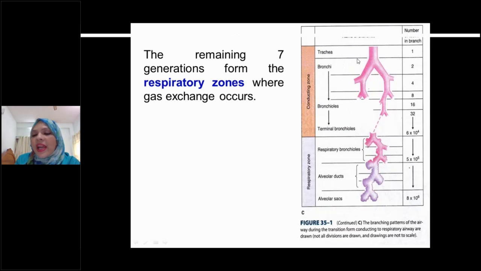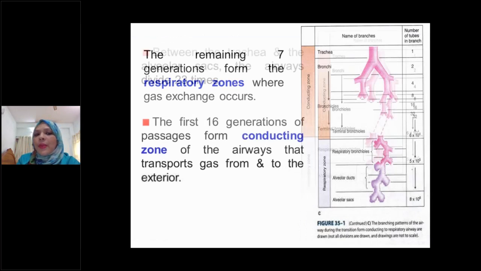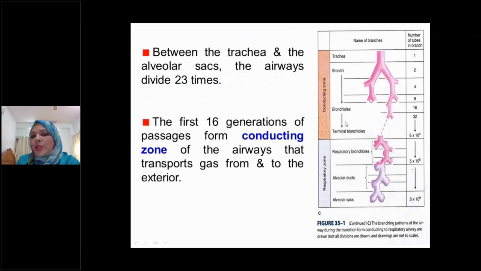That means the air will be conducted, but where will gaseous exchange happen? In the respiratory zone. This is a very important thing. The first portion is the conducting zone, and the second portion is the respiratory zone. This is the physiological division of the respiratory passage.